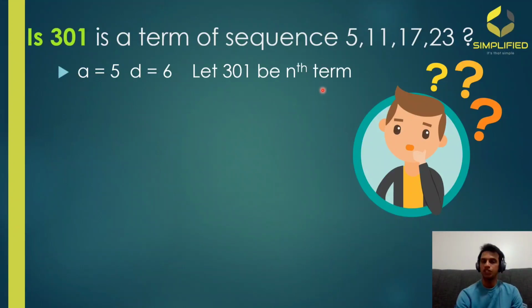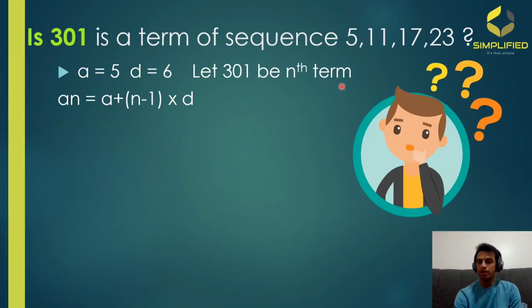Now we know one equation. It is the equation of arithmetic progression. I started discussing this equation from the beginning of the first episode. That equation is a_n is equal to a plus (n minus 1) into d. We are asked to find out whether 301 is a part of the sequence or not. So we are going to do one thing. We are going to substitute the known factors in this equation, assuming that 301 is a part of the sequence.